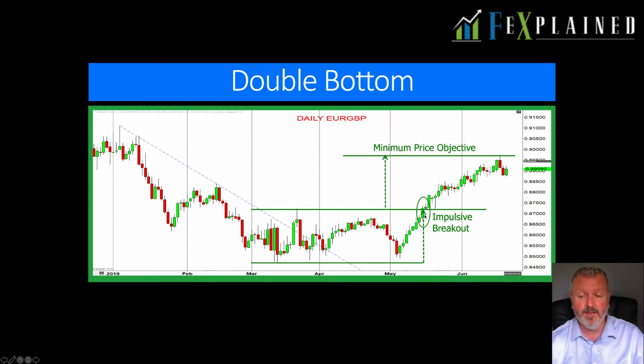And then the market moves higher and reverses. The minimum price objective is this distance here between the lows and the peak, represented by the green arrow, and then this is the minimum price objective, aiming up here, and you can see the market hits that minimum price objective.